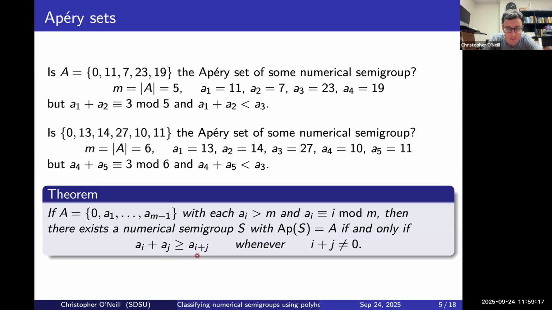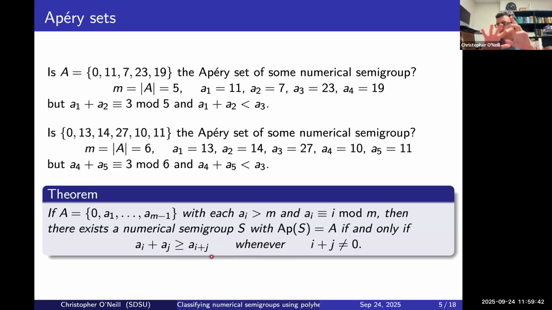And so we're going to keep having to take 2 cases every time we do addition of subscripts. We're going to view the subscripts as being elements of Z mod M. So in particular, this i plus j here is happening modulo M, right? That's why up here, for instance, we had A4 and A5 that gave us something that's equivalent to 3 mod 6. So subscripts are living in Z mod M.